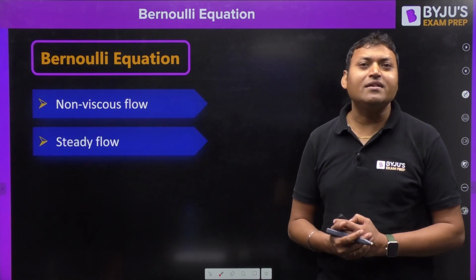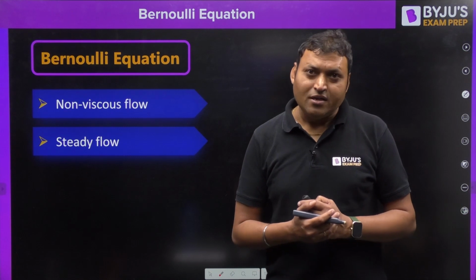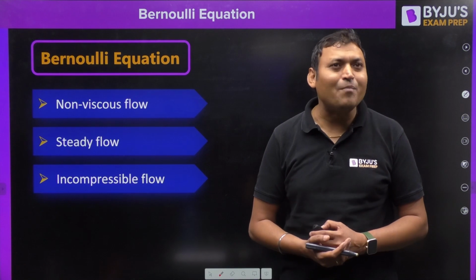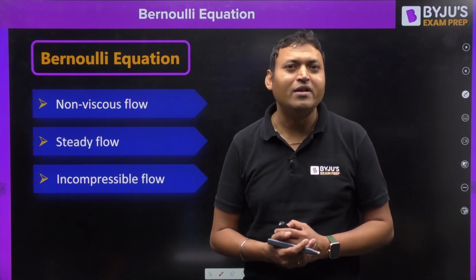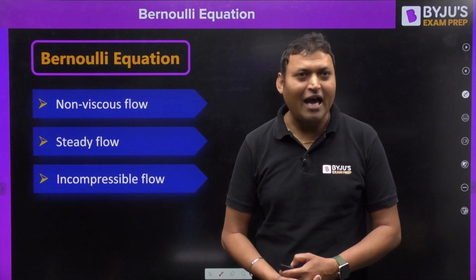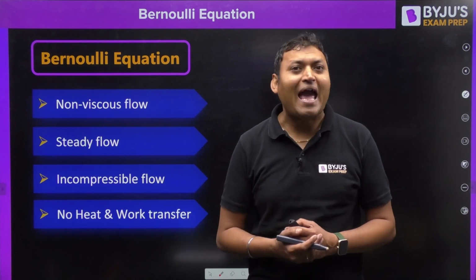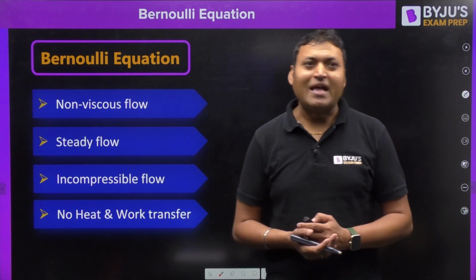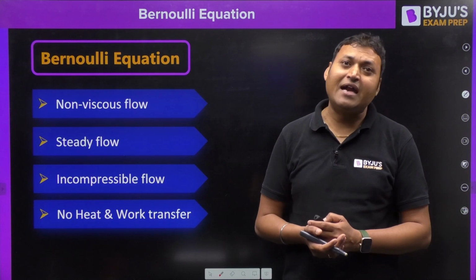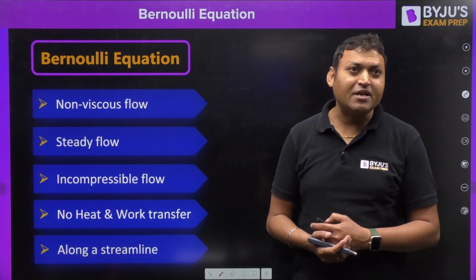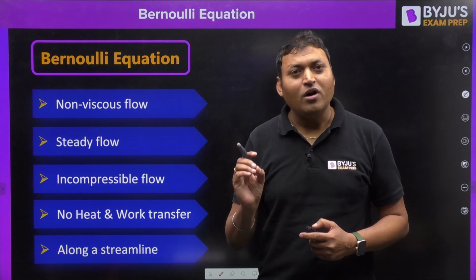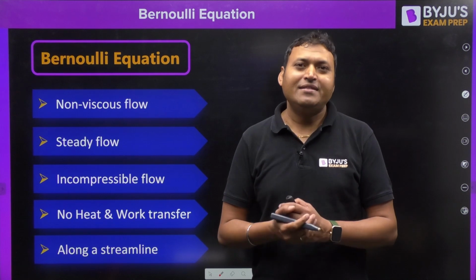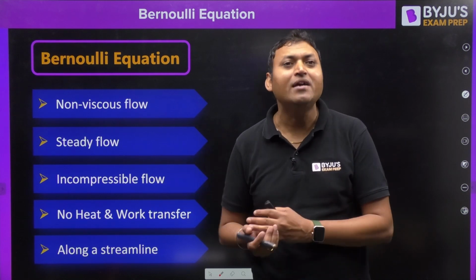The second assumption is the flow must be steady. The fluid behavior does not change with time. The third assumption is incompressible flow. The density of the fluid does not change with space and time. Along with that, there should not be any other form of energy transfer to or from the fluid, that is, there is no heat and work transfer. And last but not least, Newton's second law is applied along the streamline. That is why we have taken the acceleration to be tangential.